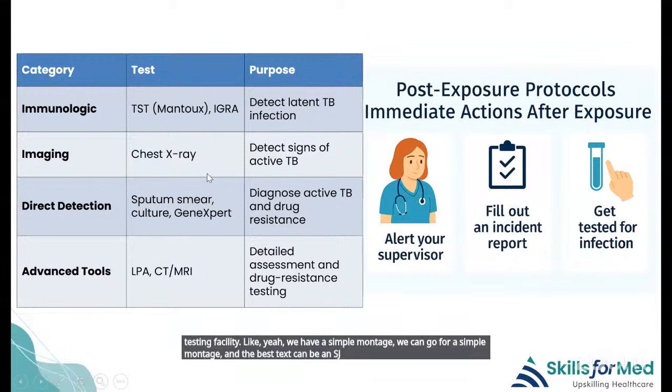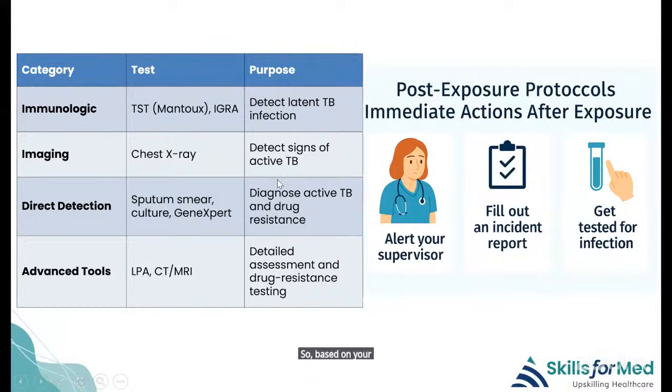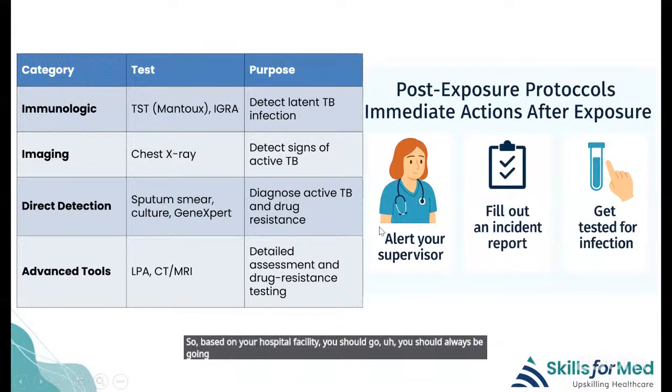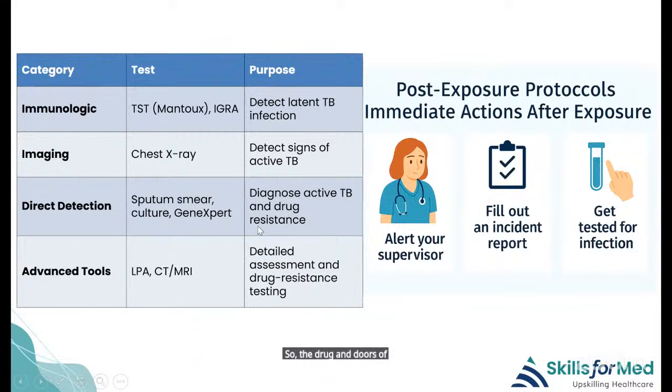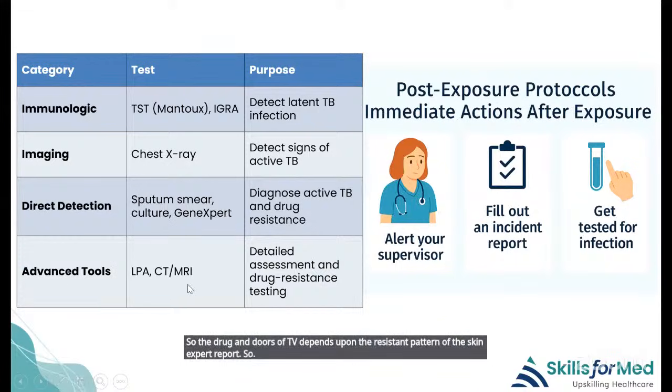Every hospital has a chest X-ray facility to detect active TB. Apart from that, we have sputum smear culture and GeneXpert. So based on your hospital facility, you should go. Before starting any regimen, you should always go for positive testing. The drug and dose of TB depend upon the resistance pattern in the GeneXpert report. For advanced tools, CT and MRI are also used. If you want a detailed study for detection of TB, you can go for CT or MRI as advised by your consultant or physician.